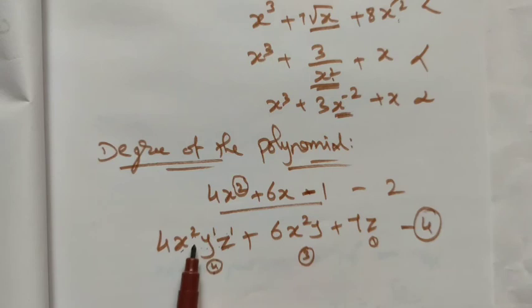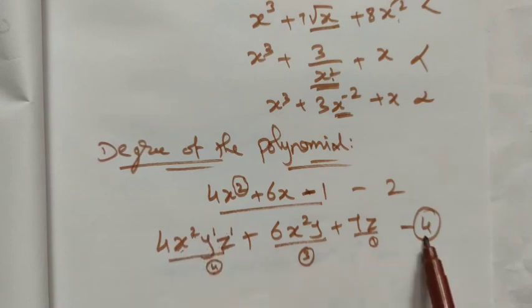Each and every variable's power should be added when it is in product form. Each is a separate term: this is the first term, this is the second term, and this is the third term. For separate terms, we don't add the powers. In a single term, whatever variables it has, you have to add those variables' powers. The highest power of the variable is the degree of the polynomial.